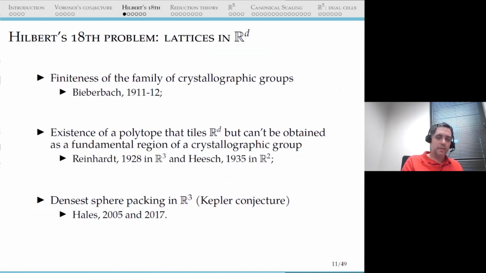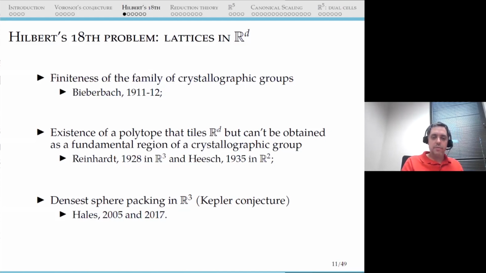The first one was solved by Bieberbach, who proved this finiteness property, and basically proved that in every crystallographic group there is a subgroup of finite index that is given by a lattice, the dimensional free subgroup. For the existence of a polytope, the examples were constructed by Reinhardt in the three-dimensional case and by Hayes in the two-dimensional case. For Hayes, it's a non-convex polygon, and the same with Reinhardt, as far as I remember.